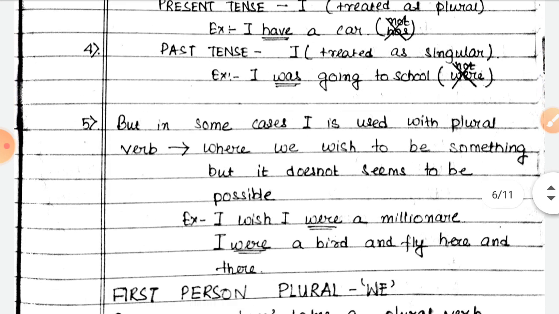But in some cases, I is used with a plural verb. Kahan par? In which position does this happen? This is an exceptional rule. कौन से केस में ये होता है? Where we wish to be something but it does not seem to be possible. I wish I were a millionaire. I wish. So this person is wishing something. What is this person wishing? That I wish I were a millionaire.